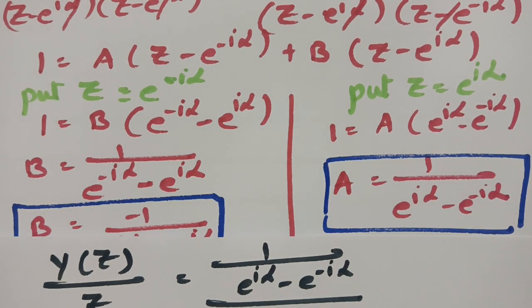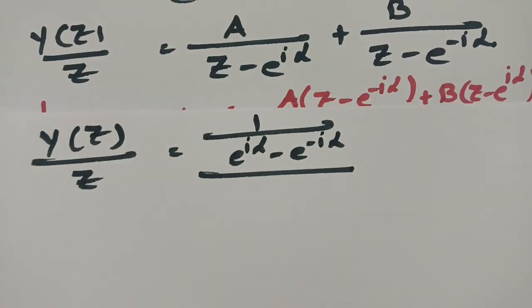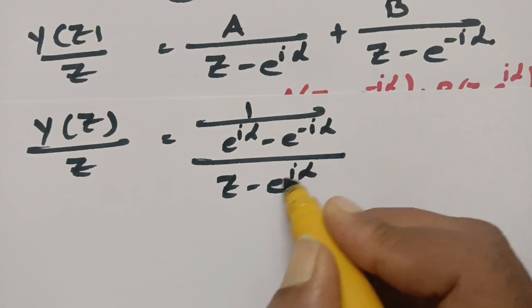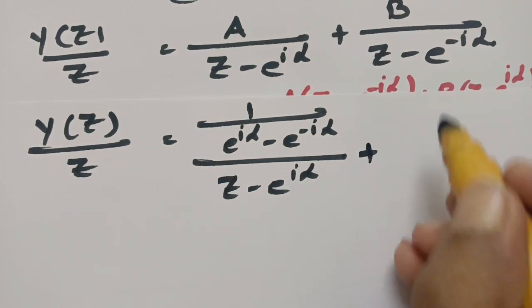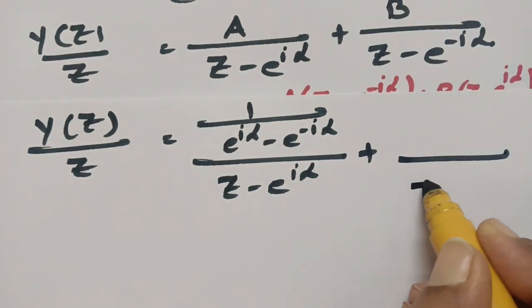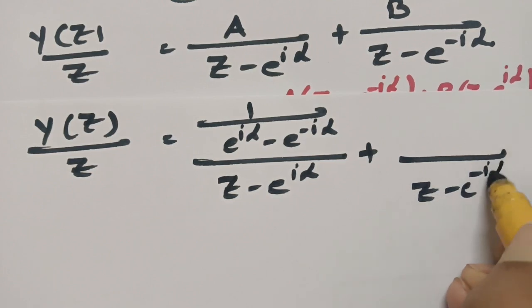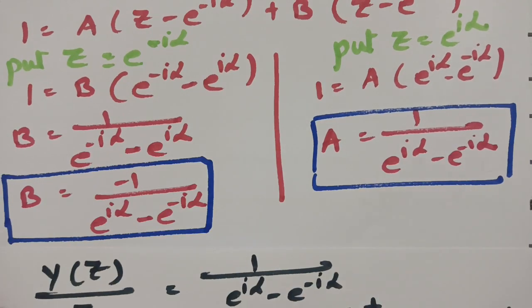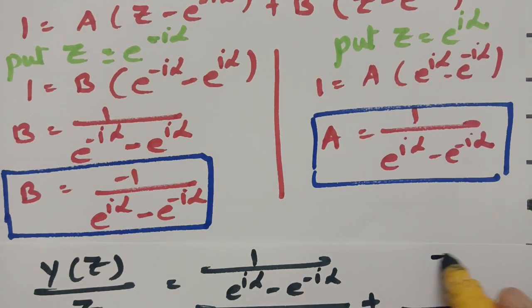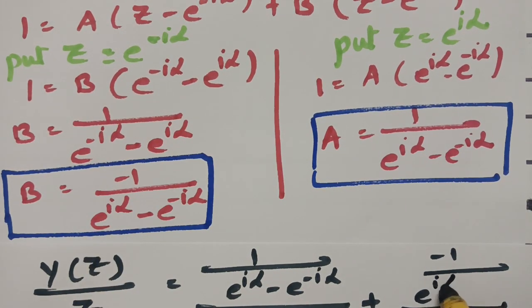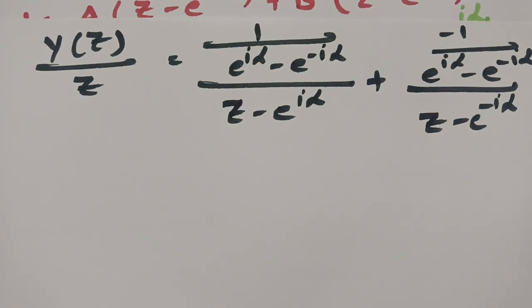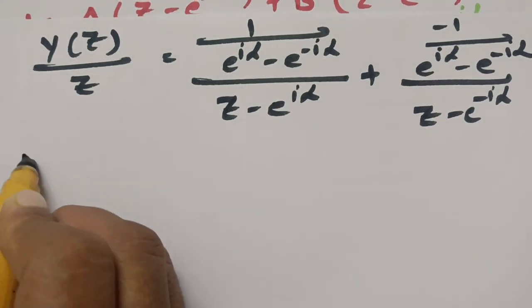z minus e power i alpha. And what is our b value here? So this is z minus e power minus i alpha, and I have to substitute the value of b here. So b value is nothing but minus 1 times of e power i alpha minus e power minus i alpha. Clear? So after substituting a and b values, see, y of z by z.